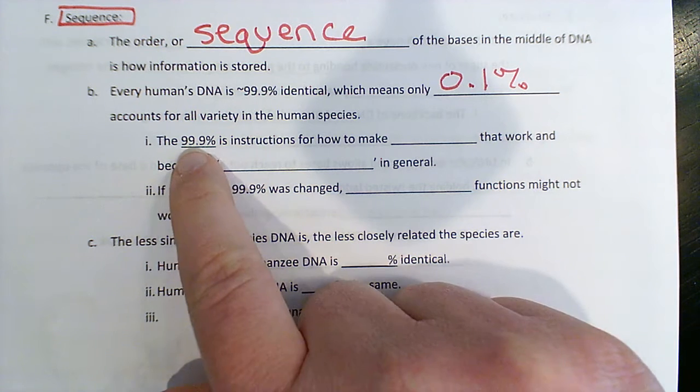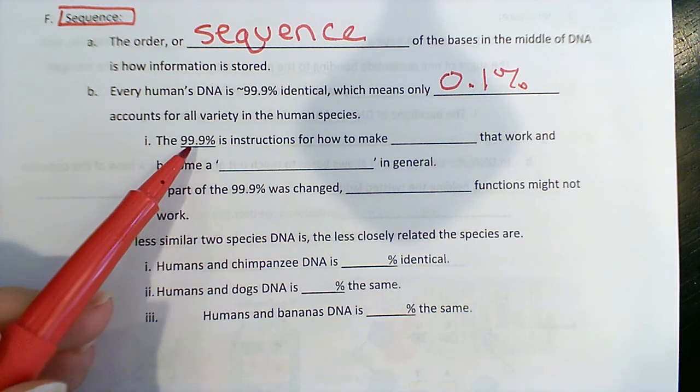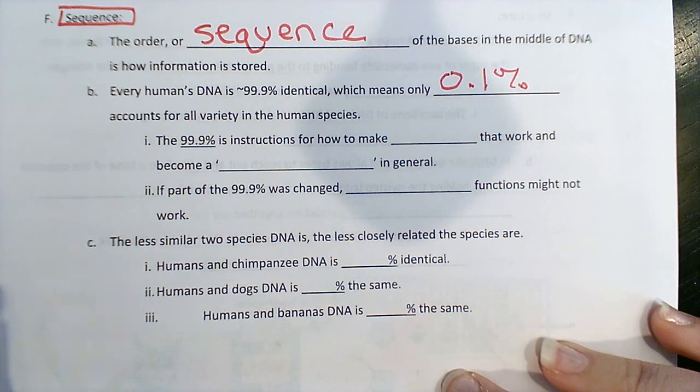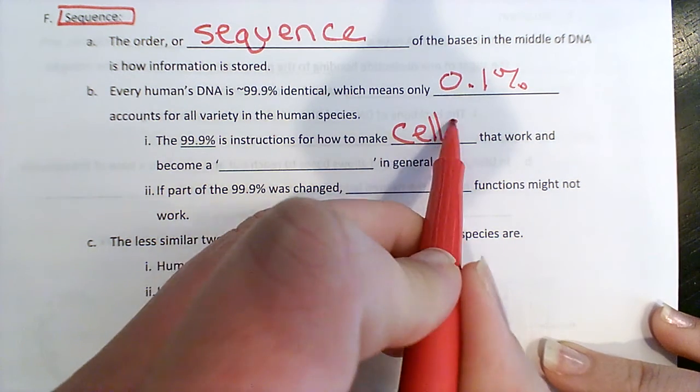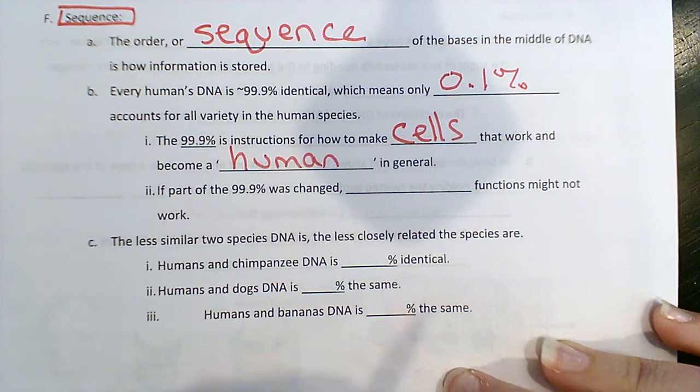Okay, so the 99.9%, why would we need so many of our instructions to be the same if we are really so very different from each other? We have different heights, different builds, different levels of coordination, different eye color, there's all kinds of genetic diseases and traits that different people have. So what does that 99.9% that we're all the same have to be about? Okay, the 99.9% is about how to make cells that work and how to become a human in general.